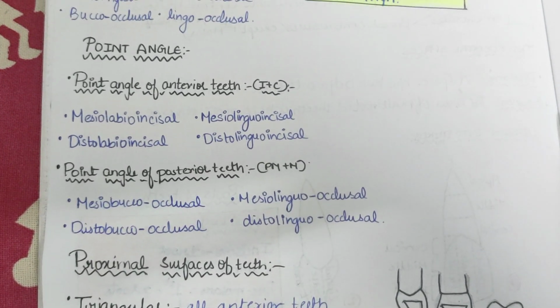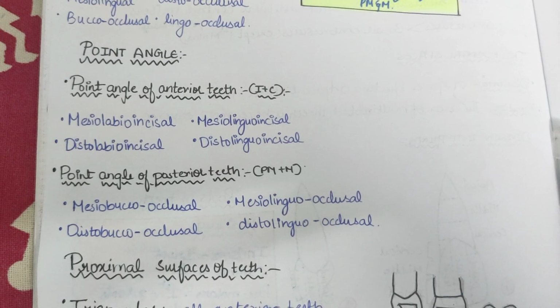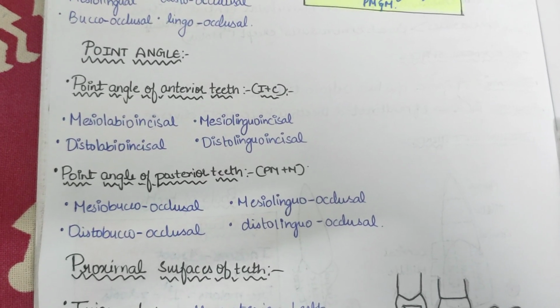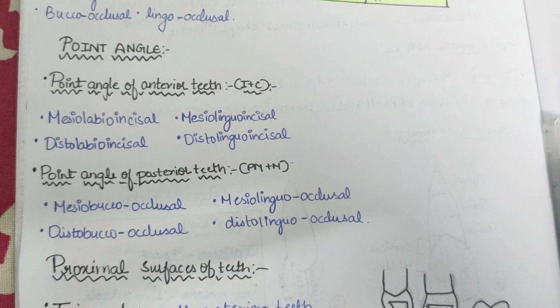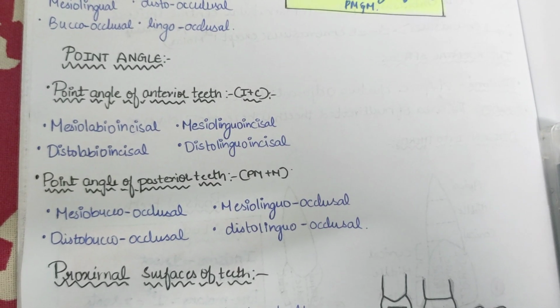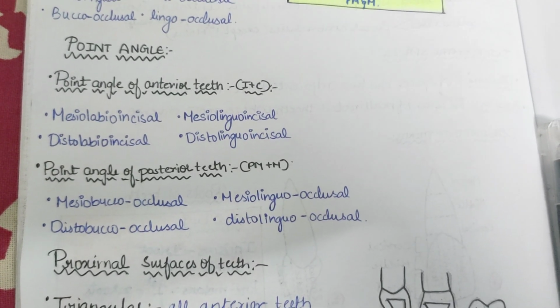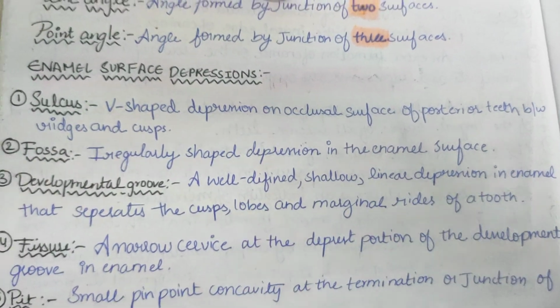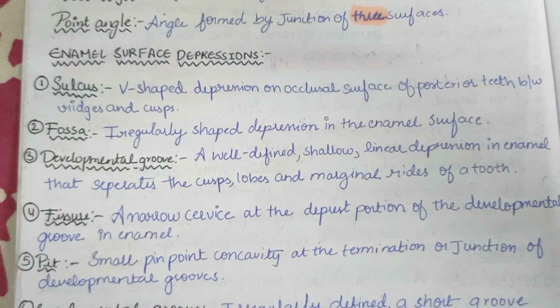Then point angles of posterior teeth: mesiobuccoocclusal, distobuccoocclusal, mesiolinguoocclusal, distolinguoocclusal, etc. Now let us go to enamel surface depressions.